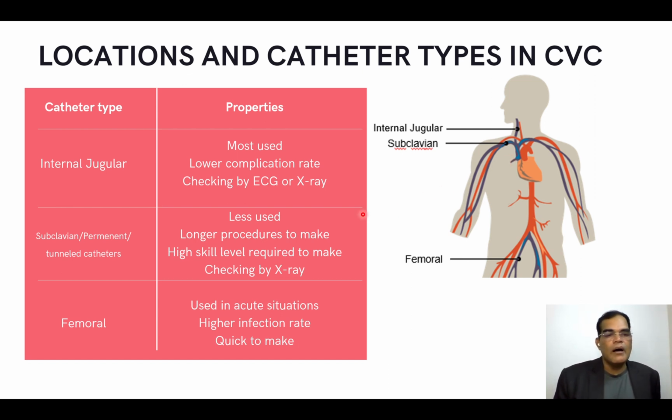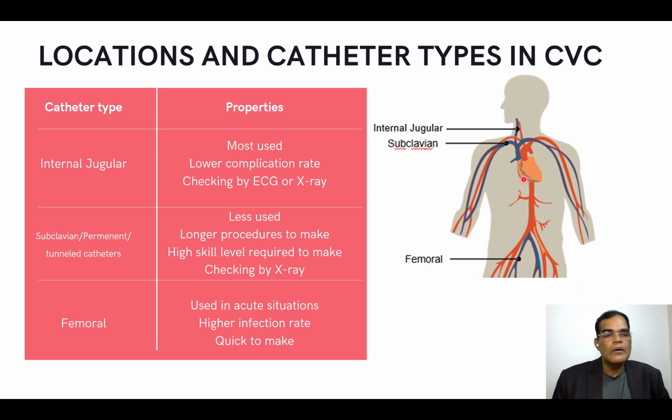Subclavians are a little bit difficult to make because this requires a lot of expertise, and it takes a little longer time to place, and we require some gadget to examine whether it is placed correctly, whether the tip is in the right place, all these aspects. So again, this requires a very skilled person to make this catheter, because if you accidentally puncture an artery, then it can be very dangerous to the patient. So this requires extreme skill to make.